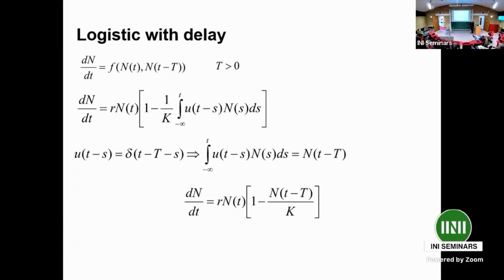Okay, so we have the derivative of n with respect to time, and this is a logistic equation with a delay term in this part. Okay, this is one possibility for introducing the delay. This is the one I'm trying to show you today.